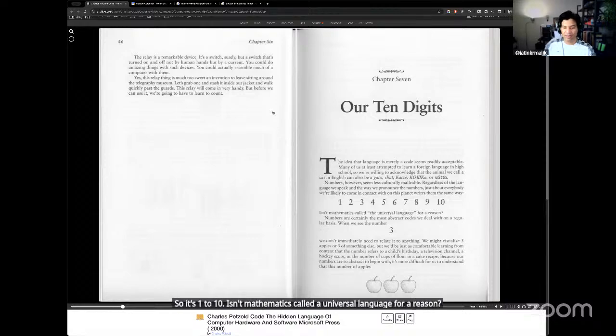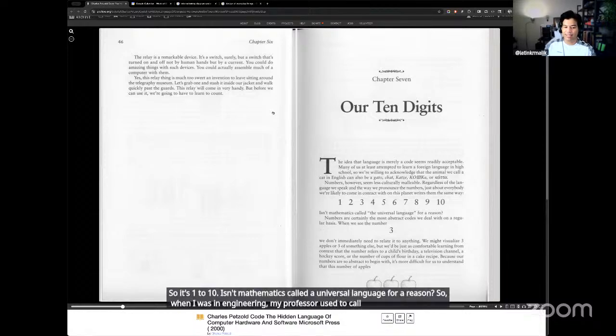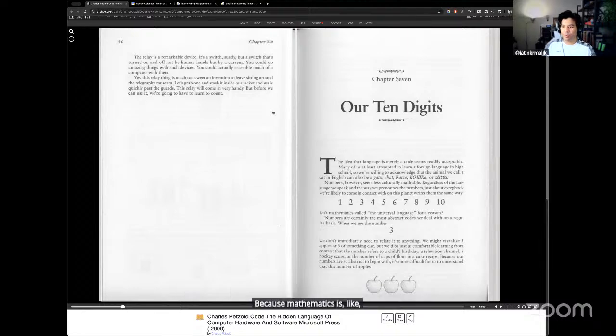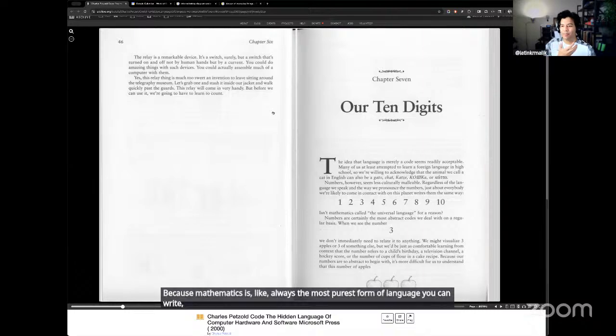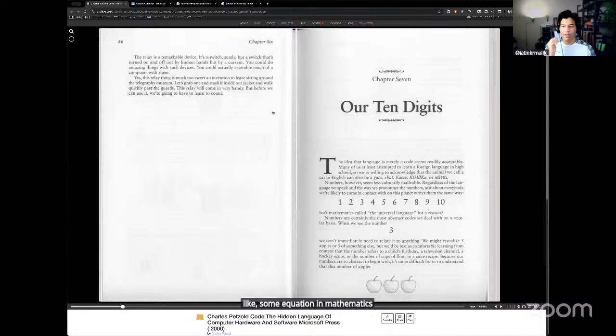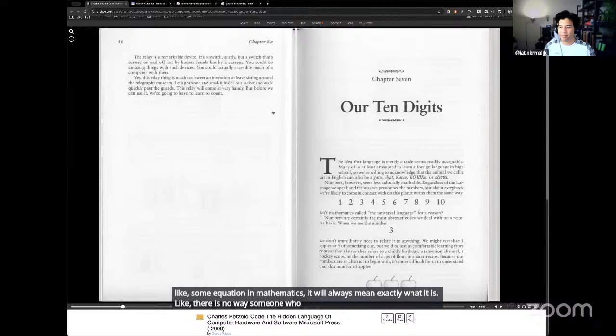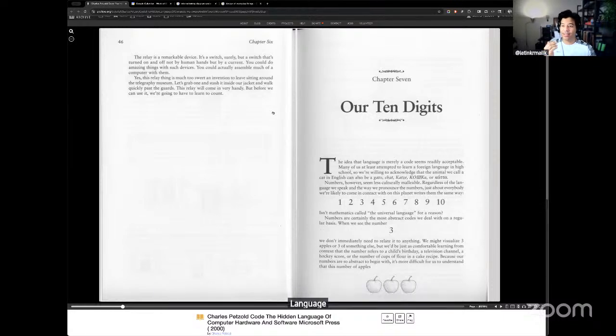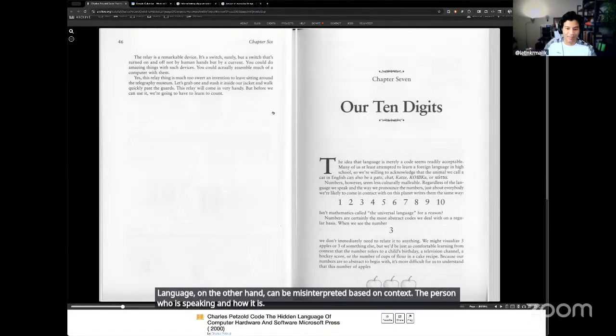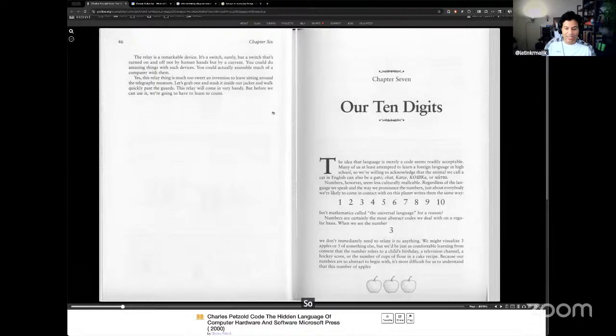So when I was in engineering, my professor used to call mathematics the language of gods, because mathematics is always the purest form of language you can write, where if you write a function or some equation in mathematics, it will always mean exactly what it is. There is no way someone who understands maths can ever misinterpret that. Language, on the other hand, can be misinterpreted based on context, the person who is speaking and how it is spoken. So numbers were certainly the most abstract codes we deal with on a regular basis.